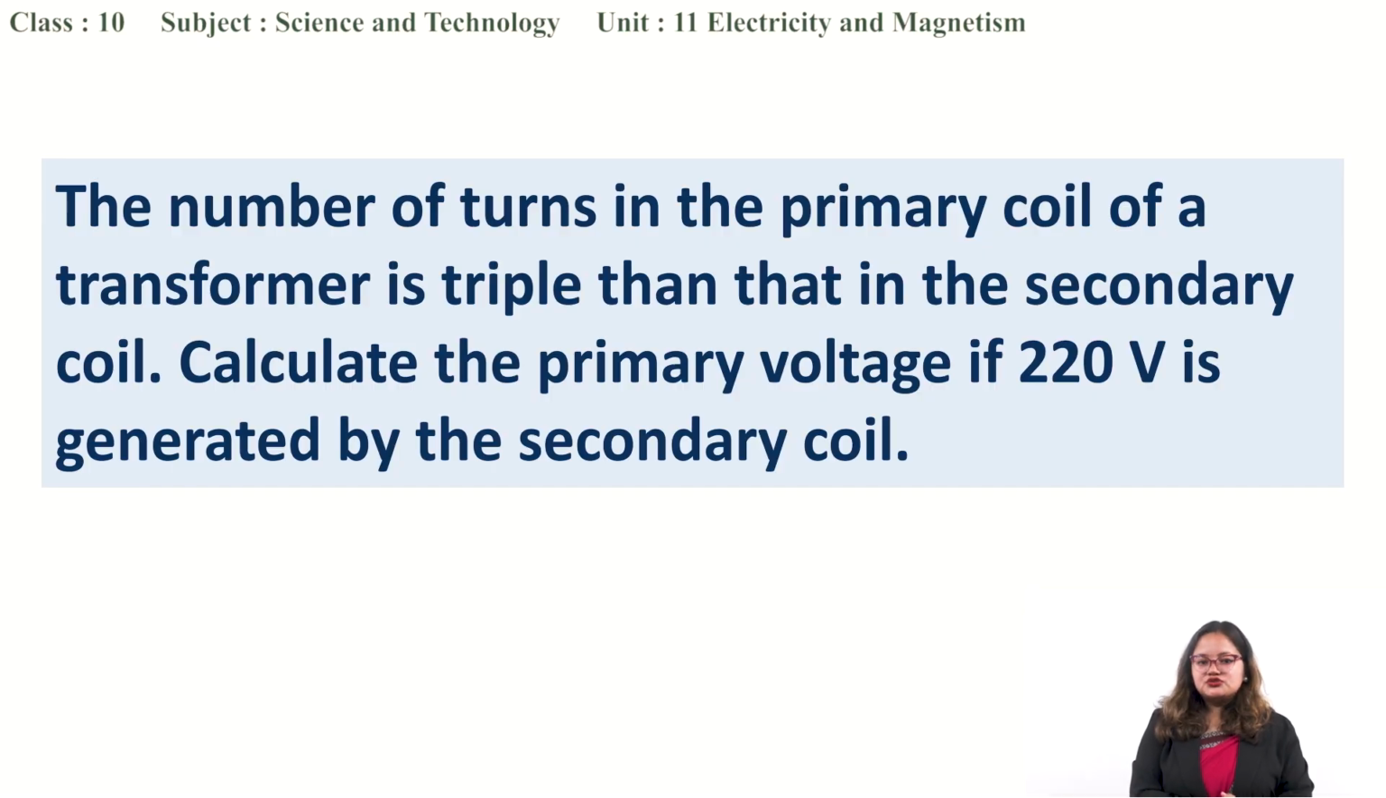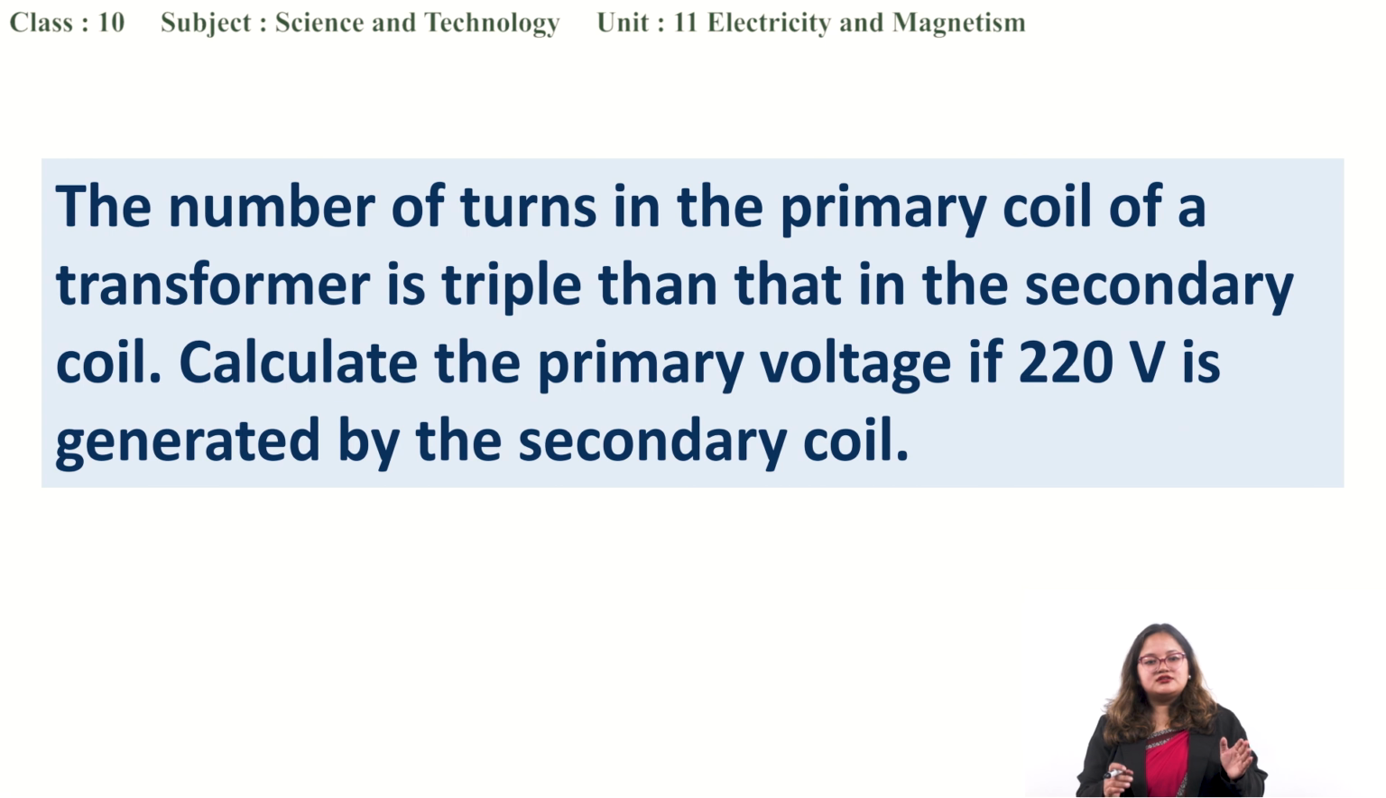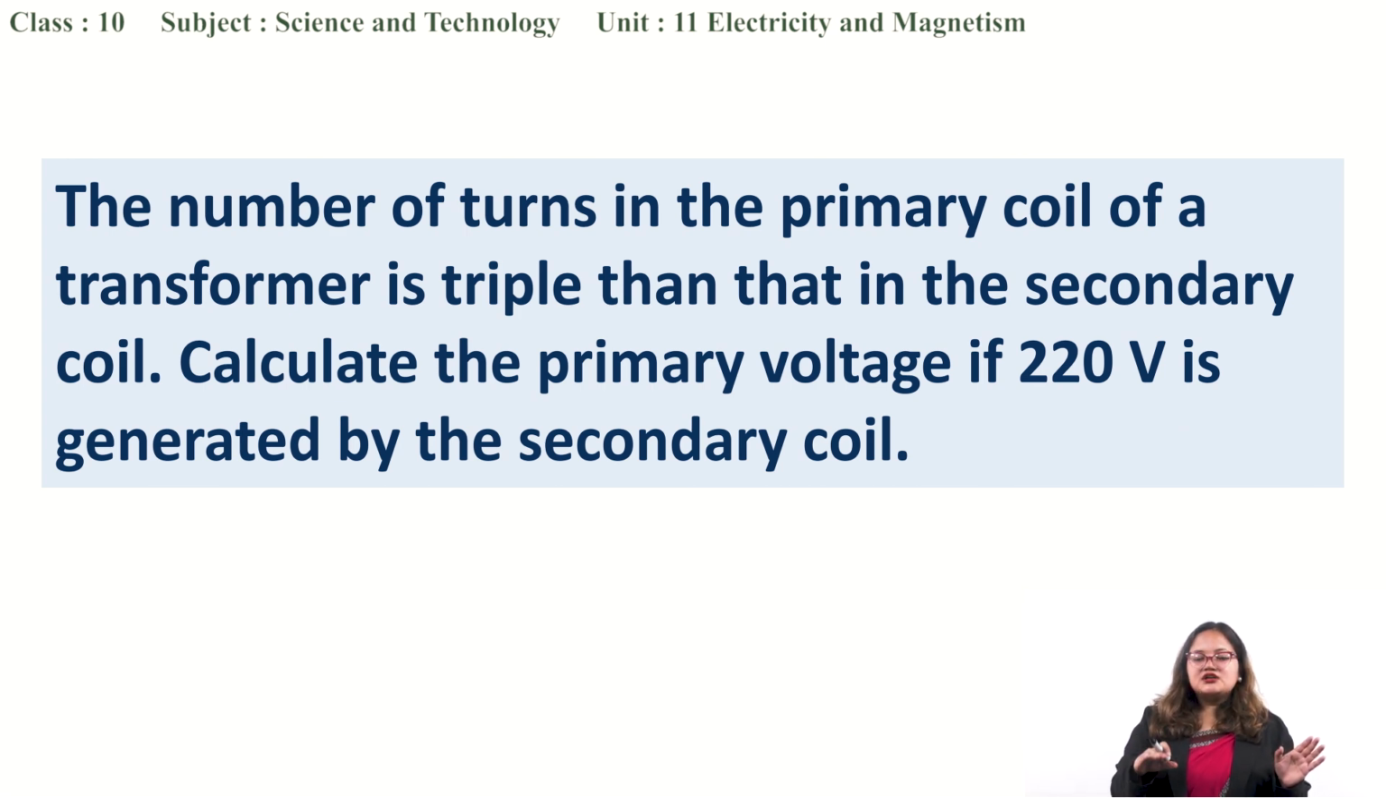Okay, now we will try to do our next question. The number of turns in the primary coil of a transformer is triple than that in the secondary coil. Calculate the primary voltage if 220 volt is generated by the secondary coil. Here the number of turns is not given in numerical form, but we have the relation of the number of turns in primary coil and the secondary coil. Okay, so now let's see. Here it is not given the actual number.